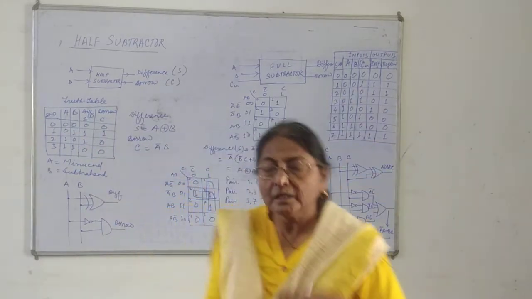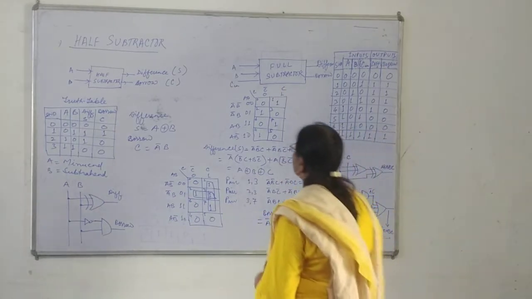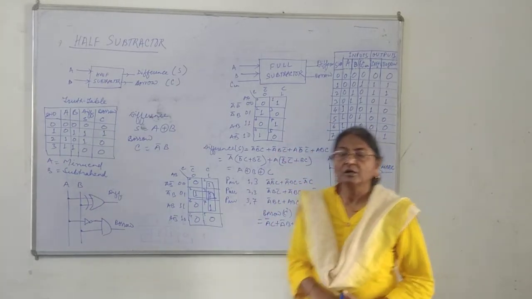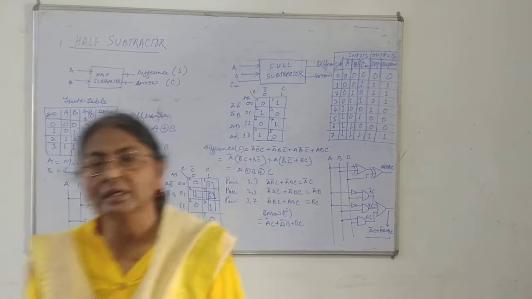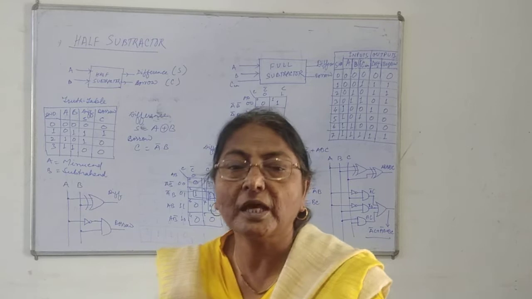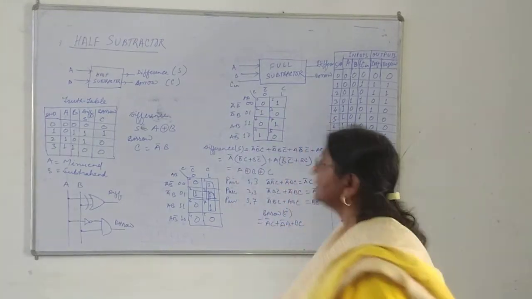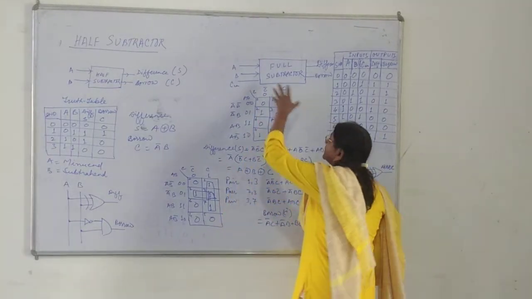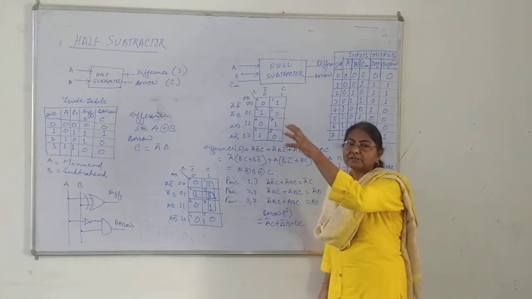Now I am going to give you the circuit for the full subtractor. Why do we need a full subtractor? Because, as in the case of the full adder, there must be some carry from the previous stage. In the same way, the full subtractor is an arithmetic logic circuit which can subtract 3 bits.